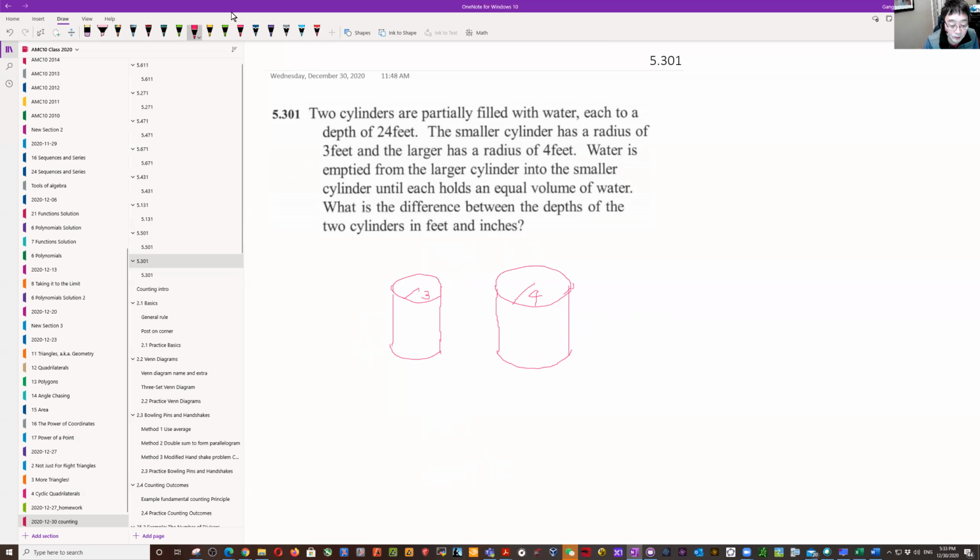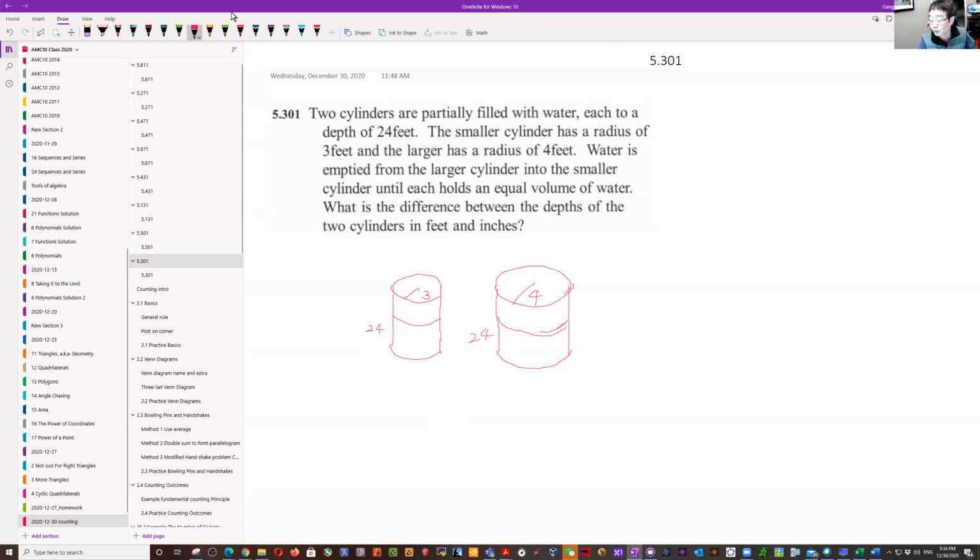So basically they are quite deep. And let's say filled to here. And right now they are both filled to 24. Obviously it's not drawn to scale, but it looks this way. And eventually they will hold equal volume of water. So the best way is to first calculate the total volume of both cylinders.